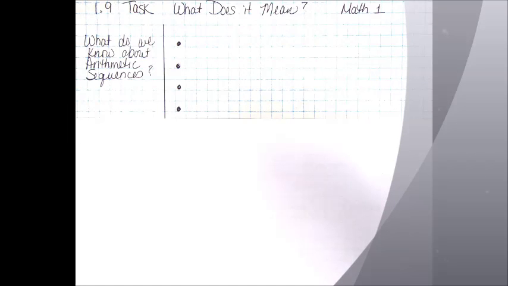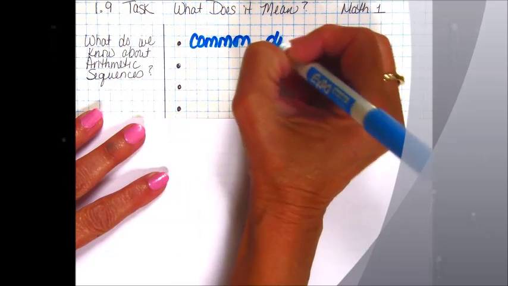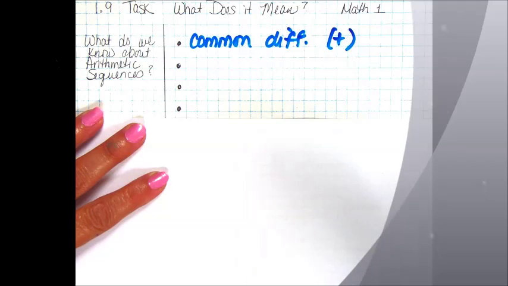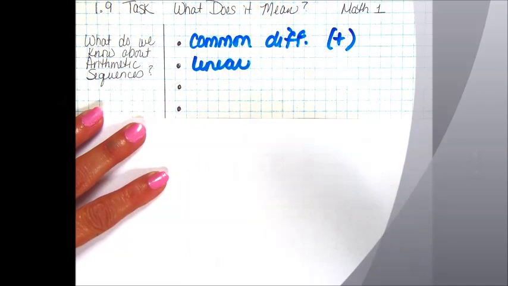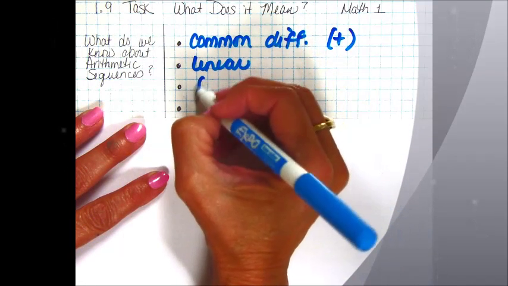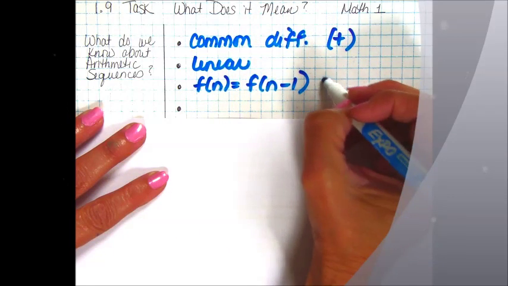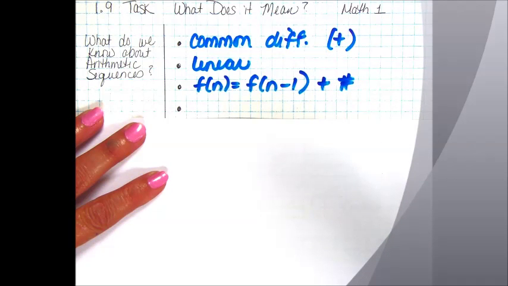All right, now that you're back, let's take a look and see what some of the ideas maybe you had. Maybe you said that they have a common difference. Remember, a common difference is a number that we're adding every time. Maybe you said that the graph is linear. That would also be correct. Maybe you said that the recursive looks something like this, and then we're adding some number, and I'll just represent it like that.